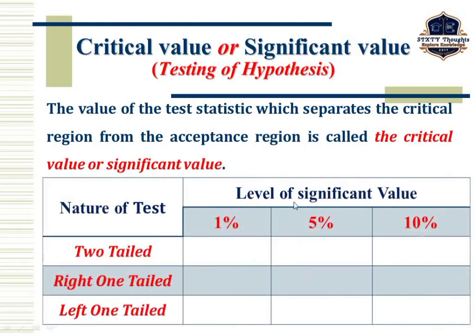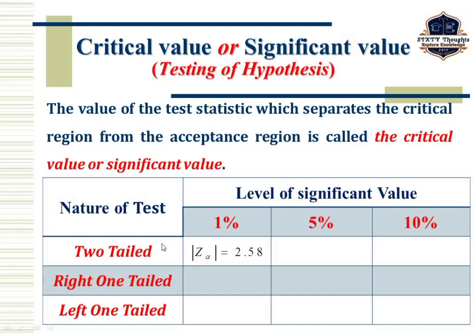So here we have three different types of significance: one is 1%, second one 5%, third one 10%. So we have to define a level of significance for three different tests. First we have the two-tailed test for the level of significance 1%, 5% and 10%.